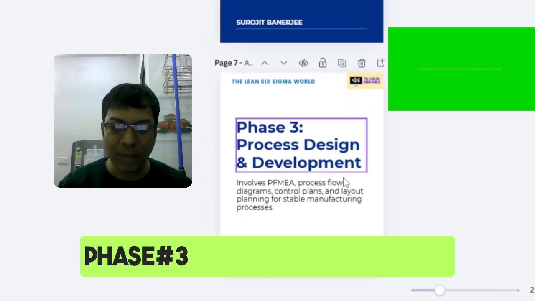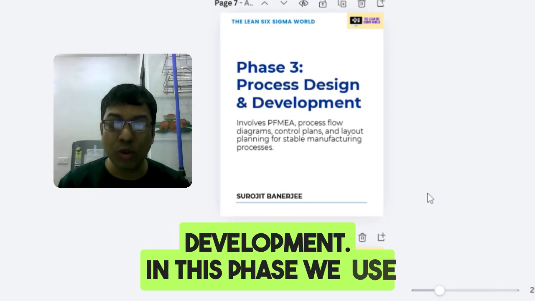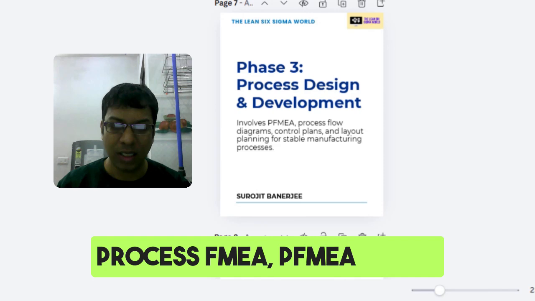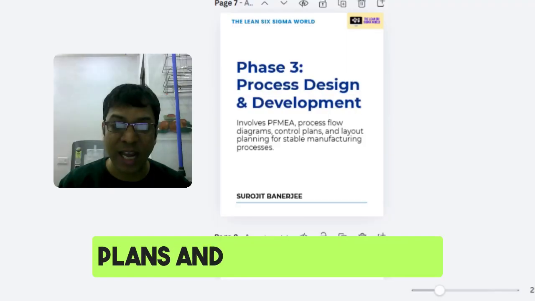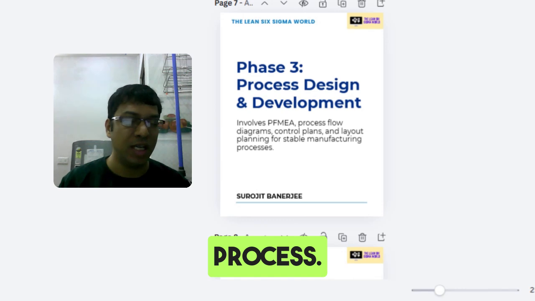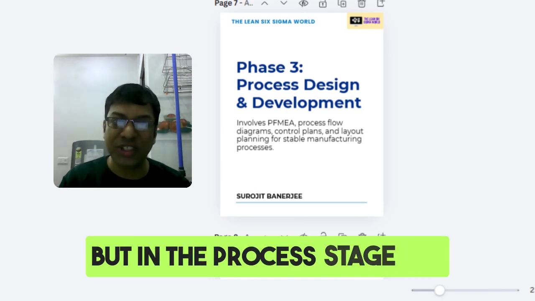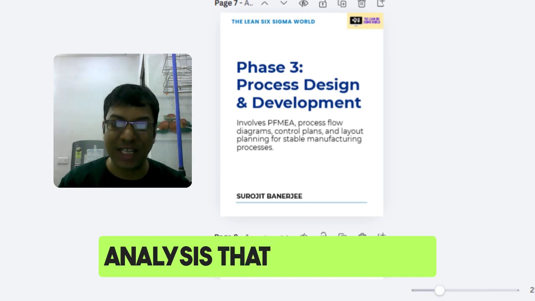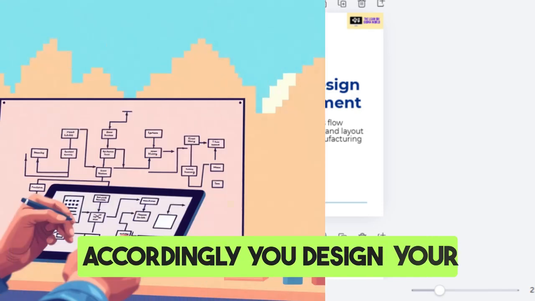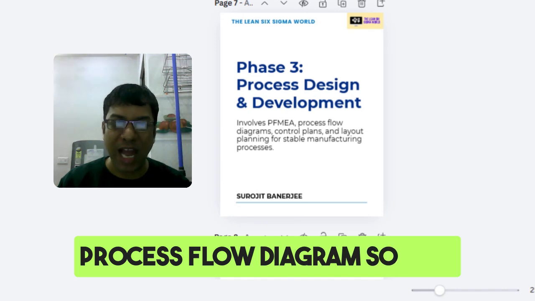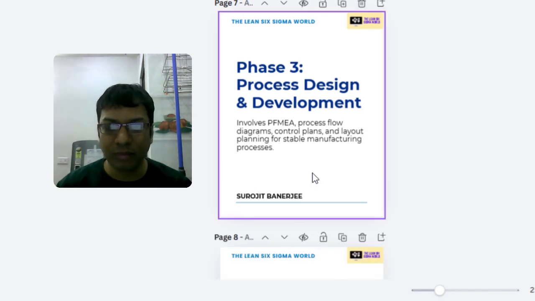Now I'm moving into the process design. Phase number 3 is process design and development. In this phase, we use PFMEA, that is process failure mode and effects analysis, process flow diagrams, control plans, and layout planning for a stable manufacturing process. In the design stage, you take care of the design. But in the process stage, you also have to do the process FMEA, so that you can anticipate what could go wrong in your process. Accordingly, you design your process flow diagram so that you can always meet the product quality to the customer specifications. That is phase number 3.